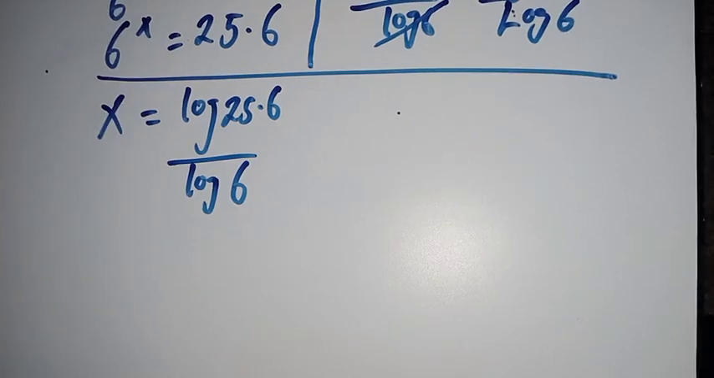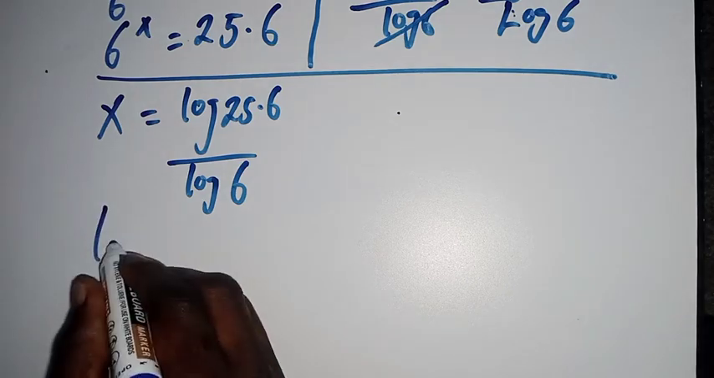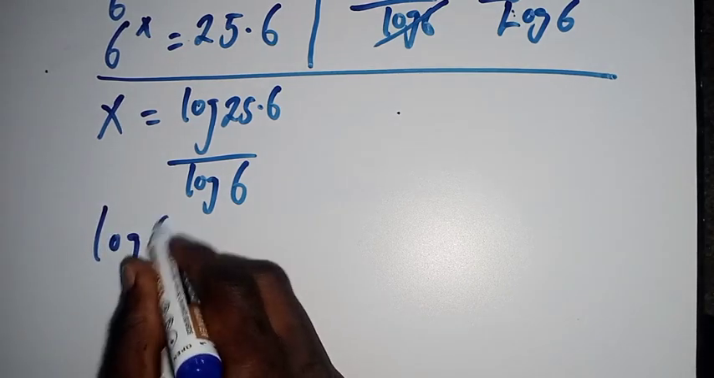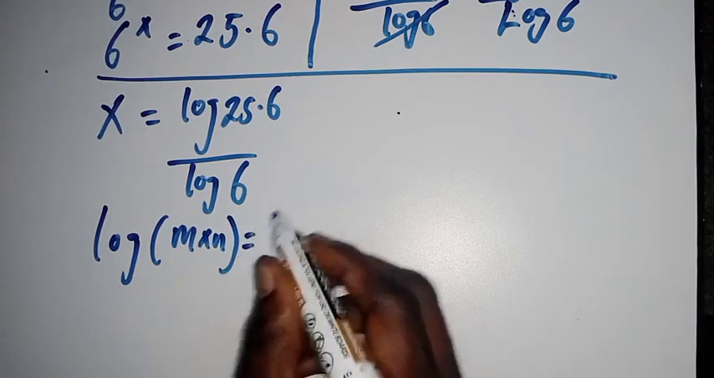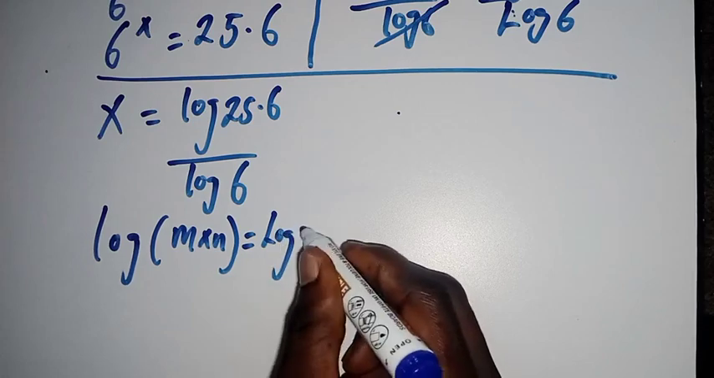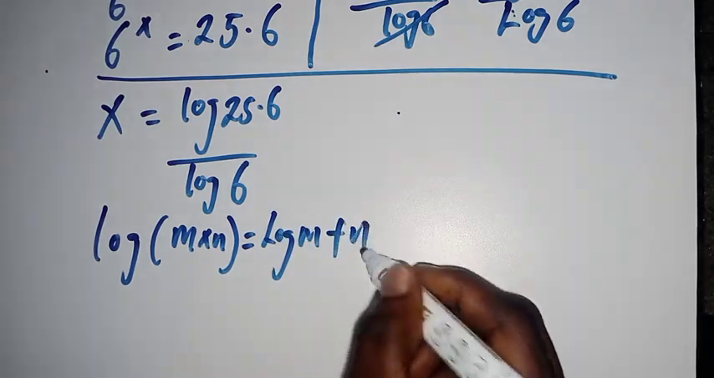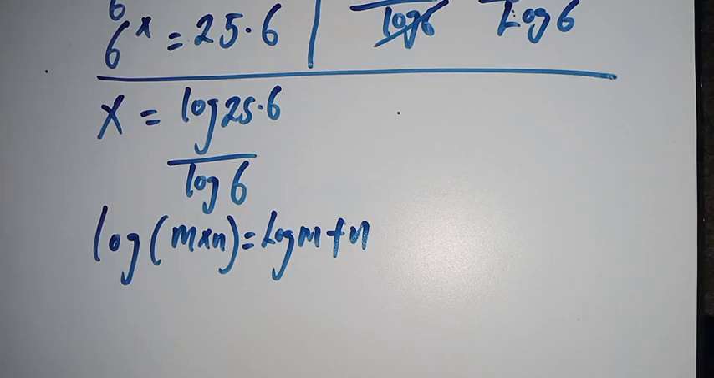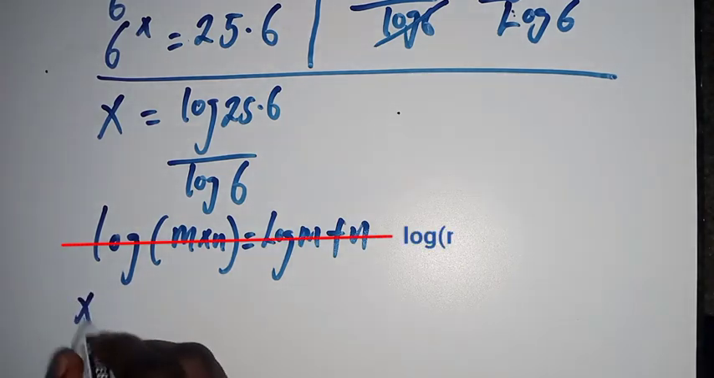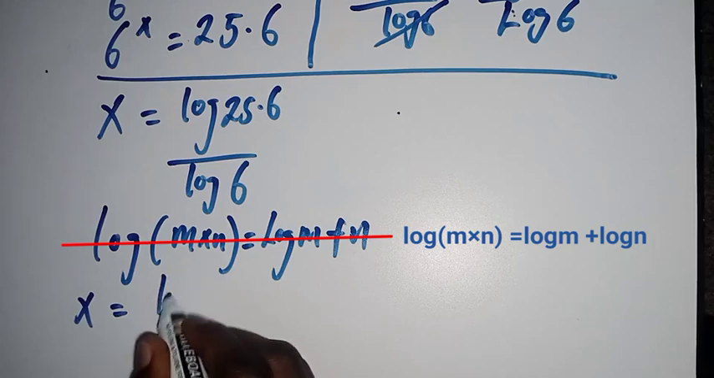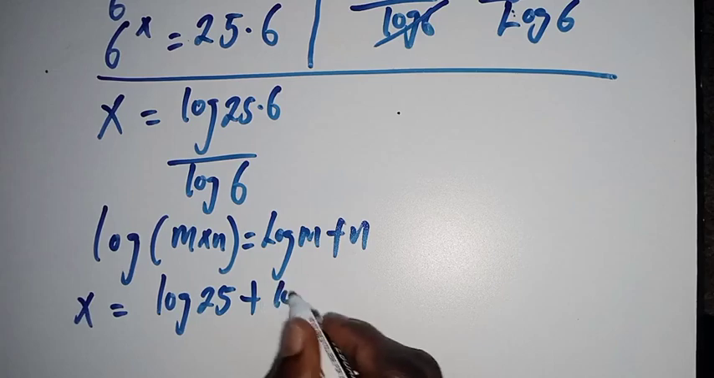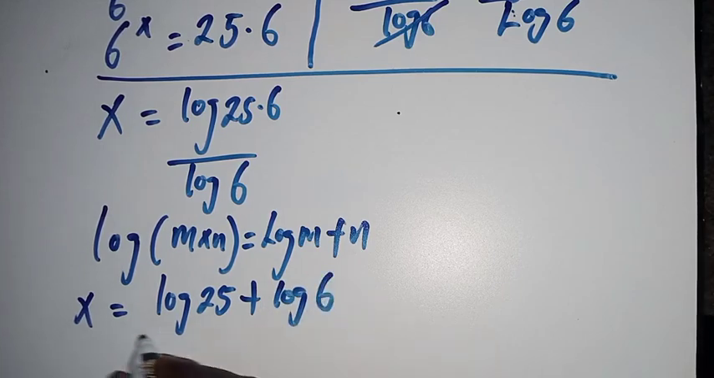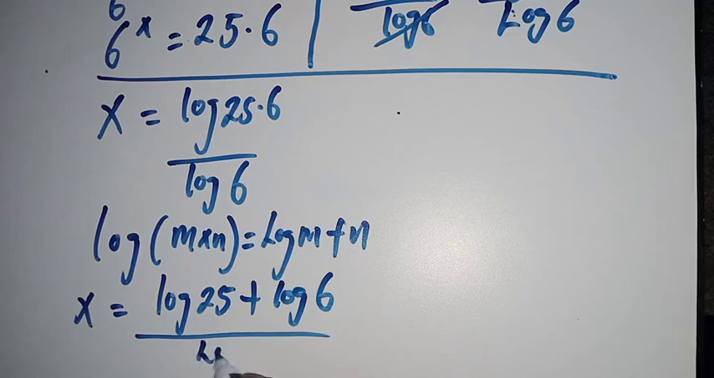Using the product rule of logarithm, which says that log of m times n is equal to log m plus log n, we can say that x is equal to log 25 plus log 6 over log 6.